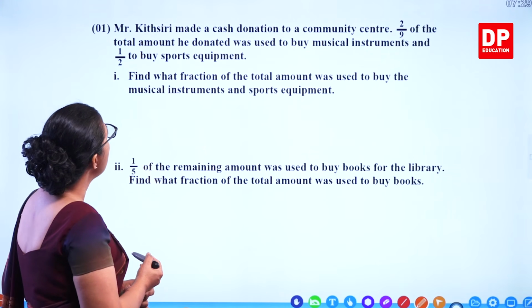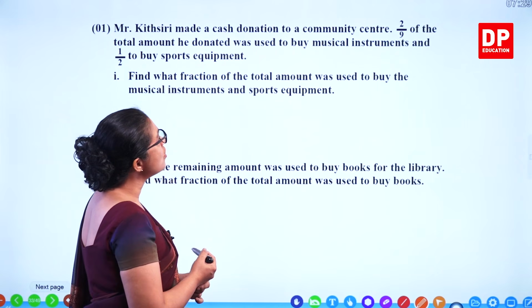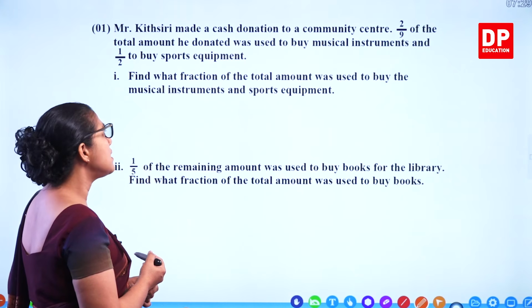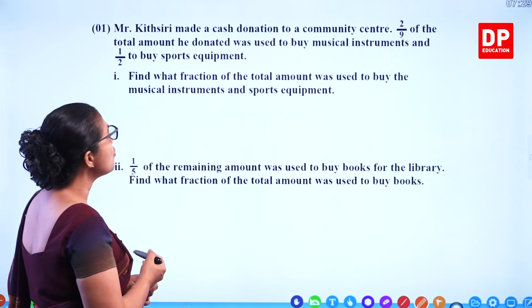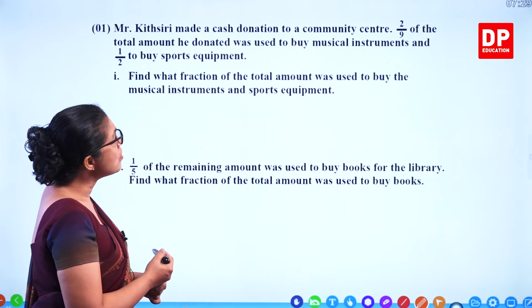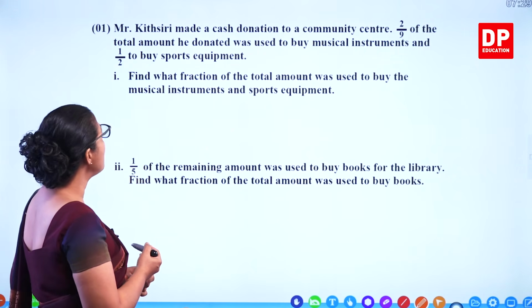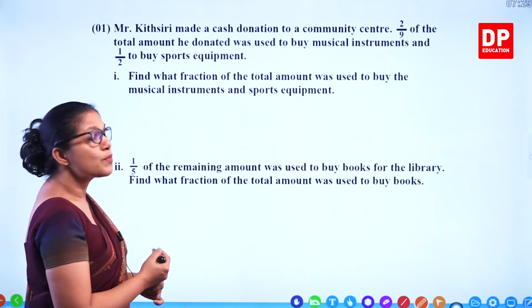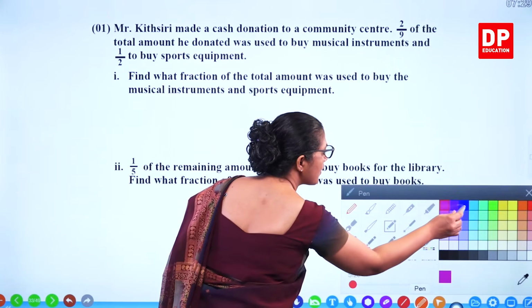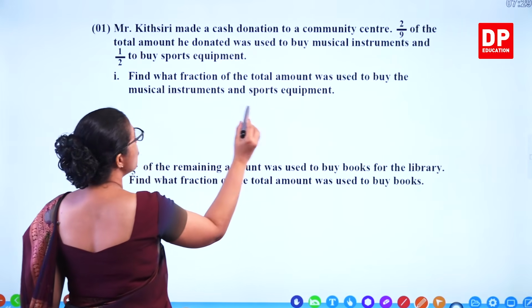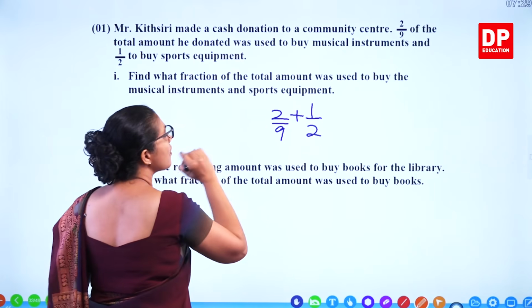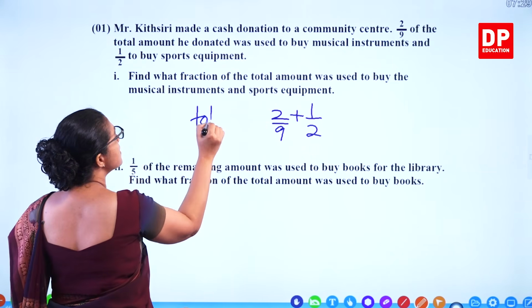Question number 1. Mr. Kitsiri made a cash donation to a community center. 2/9 of the total amount he donated was used to buy musical instruments and half to buy sports equipment. Find what fraction of the total amount was used to buy the musical instruments and sports equipment. So that means just addition of the 2 fractions. So just add it, 2/9 and 1/2. So that's the total parts.